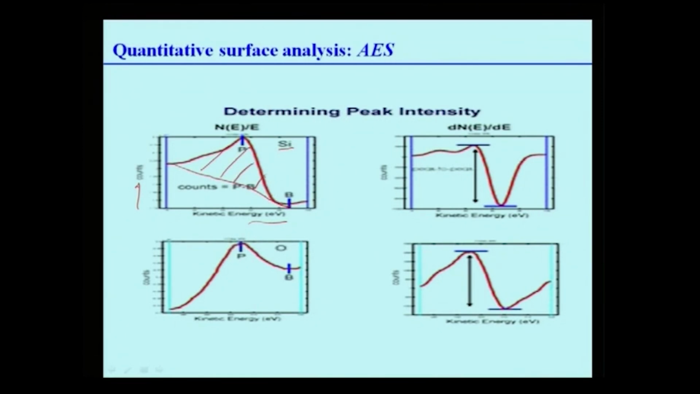On the other hand, if you take dNE by dE versus kinetic energy, you get a much better peak. This is your peak area, correct? So that means it is better to use the dNE by dE versus kinetic energy plot than the NE versus kinetic energy plot to determine the area under the peaks, so that the quantification is much more precise.